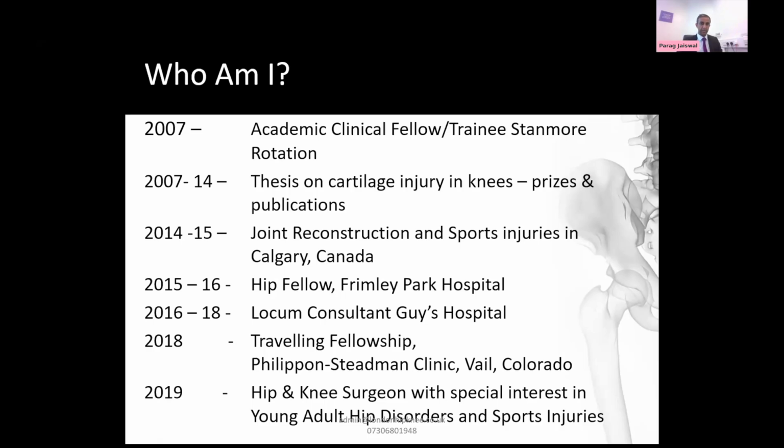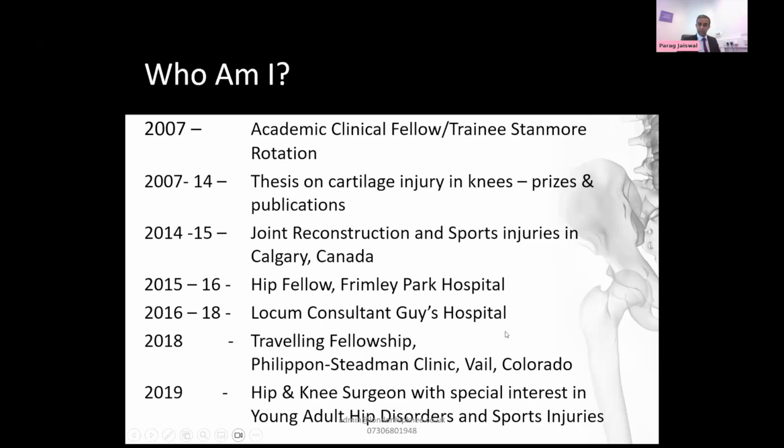Following my training, I spent a year in Calgary, in Canada, in the Joint Reconstruction and Sports Injuries Unit, where I really honed in on the complex hip and knee problems and surgery for those. Following that, I returned as a fellow in Frimley Park Hospital, which is a military-based hospital where I treated a lot of young soldiers with hip and knee problems before they needed joint replacement.